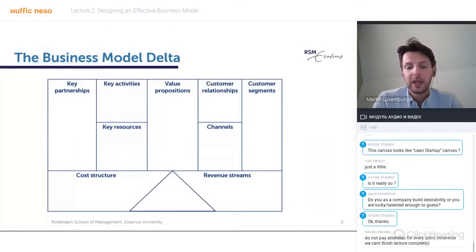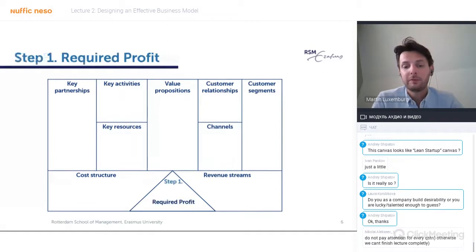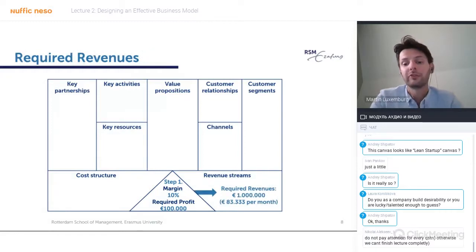We already talked about it. And as you can see coming on the screen, there is a delta. And we're going to fill this in with an example. So for example, a company says, okay, I want to have a profit of 100,000 euros in this case, and I want to have a margin of 10%. So that means that if you have 10% margin, your required revenues need to be 1 million, right? So 10%, 100,000, 1 million in your revenues.